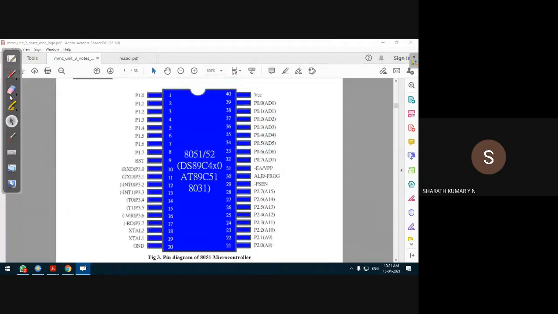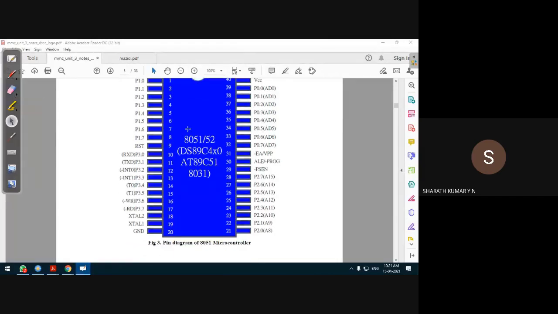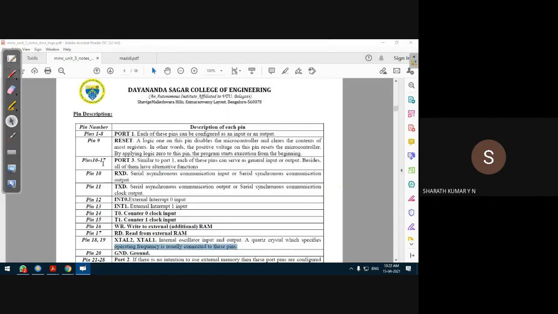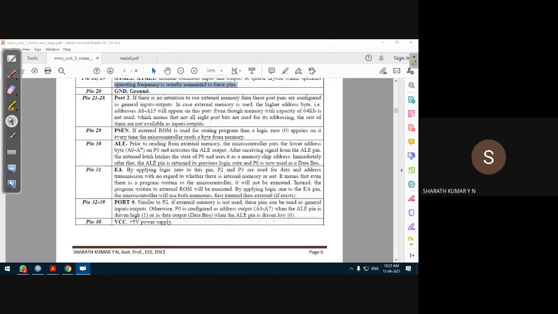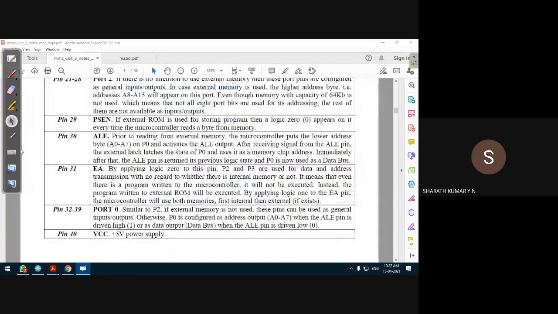Now we are left with three more pins. There are these three pins, you can see that here. I'll discuss this right now, because with this the pin diagram discussion will be complete. So what is pin number 31? Pin number 31 is external enable. Observe this, let me zoom in. Here we go, pin number 31, EA.